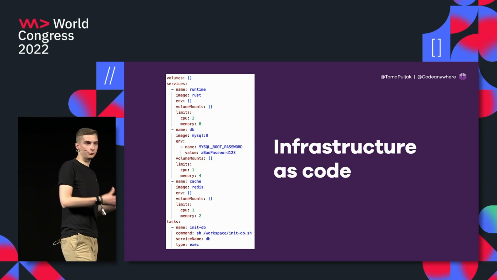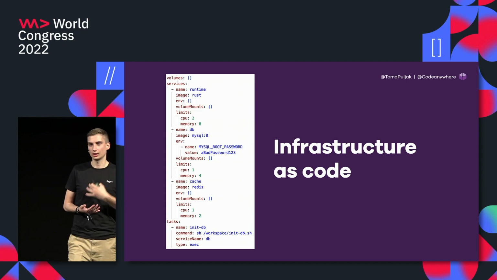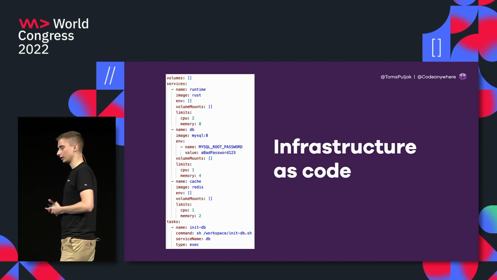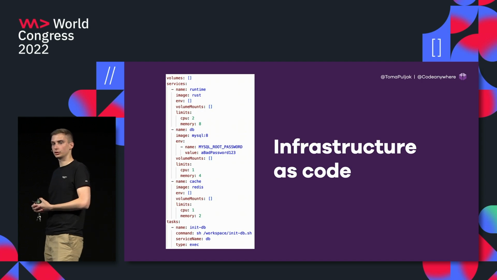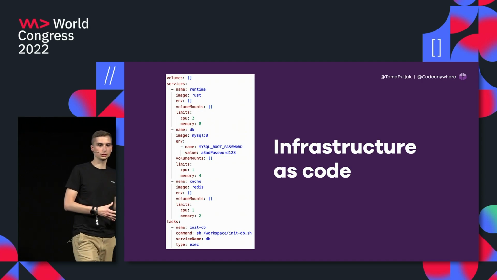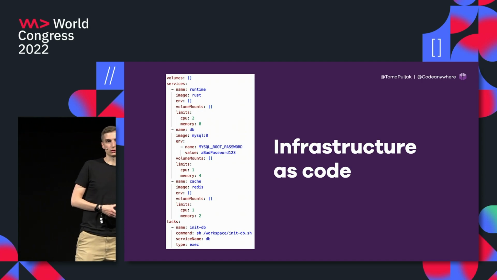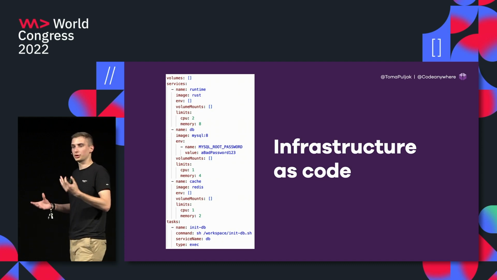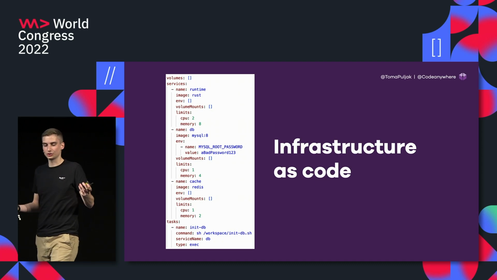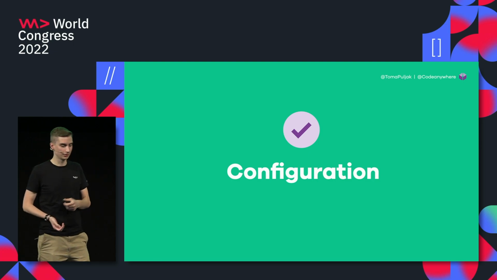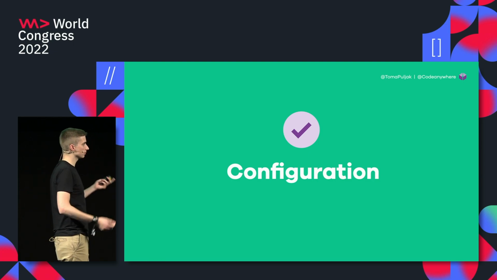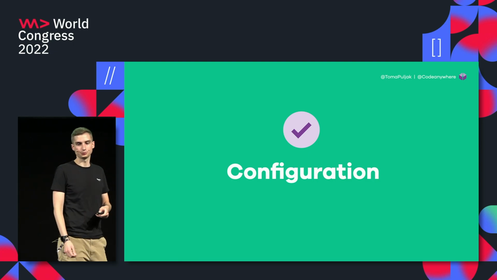And this is what infrastructure as code is all about. One file defines the whole configuration, the whole infrastructure, all of the dependencies. It's fully source controlled, and it just works. I think this is just awesome. Okay, so that's the configuration of the environment.